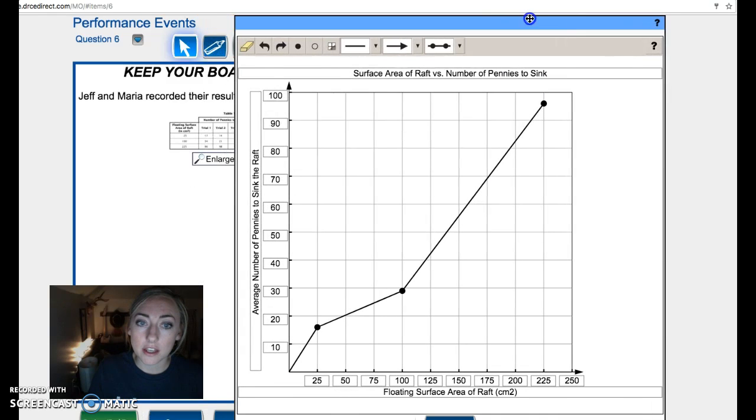So here's the graph again. Remember, when you make your graph, most important points: make sure that you title it independent variable versus your dependent variable. Label your y-axis with your dependent variable. Label your x-axis with your independent variable. Make sure that you number the graph correctly, where you're going up by the same increments.